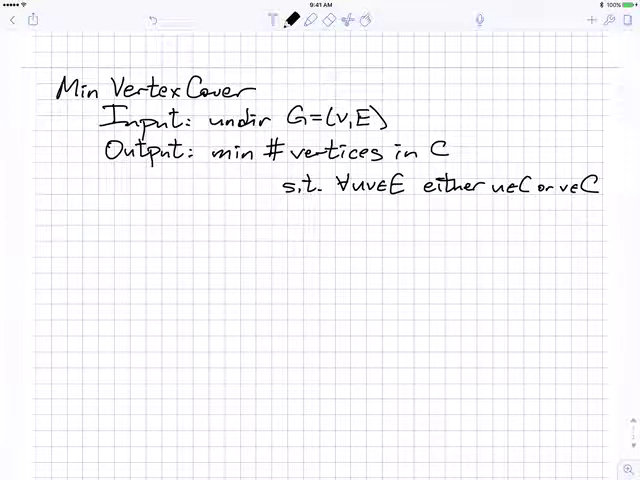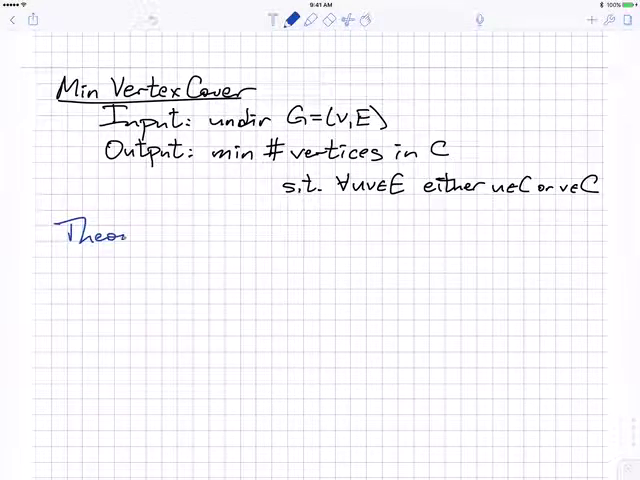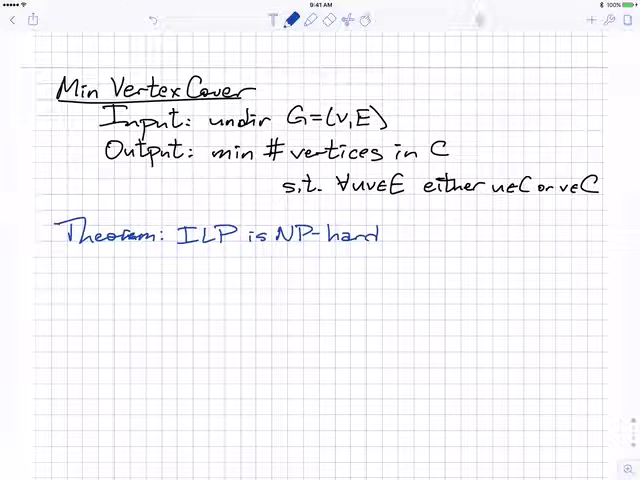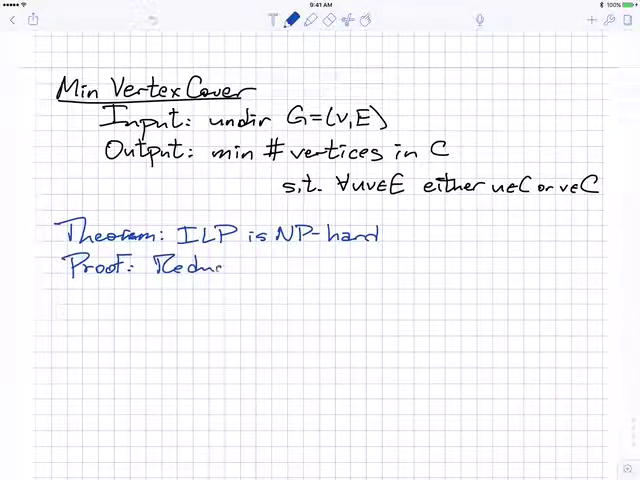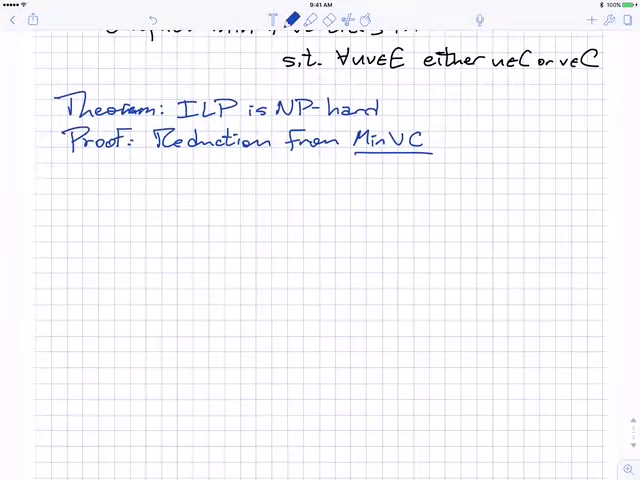So now that I've proved that, let's prove once again the theorem: integer linear programming is NP hard. Proof. I'm going to describe a reduction from minimum vertex cover. We already did 3SAT. Let's do minimum vertex cover.